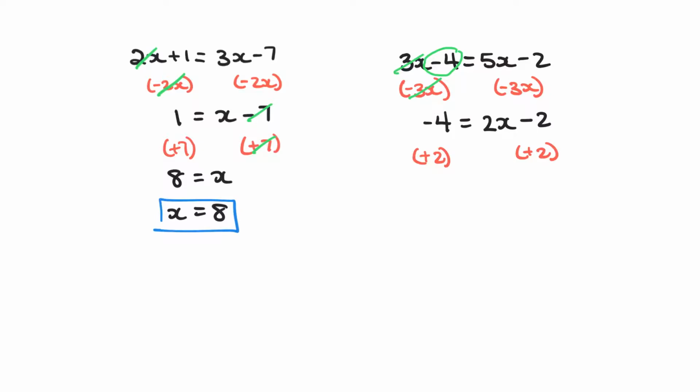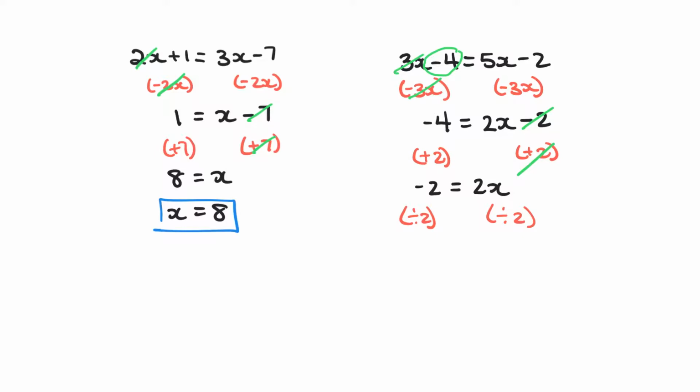Negative 4 plus 2 is negative 2. The minus 2 and the plus 2, well, those cancel, leaving me with 2x. 2x means 2 times by x, so I will need to do that opposite and divide by 2. We'll do that to both sides.